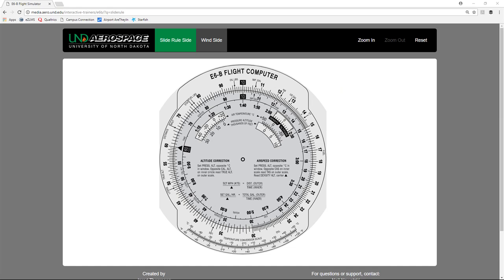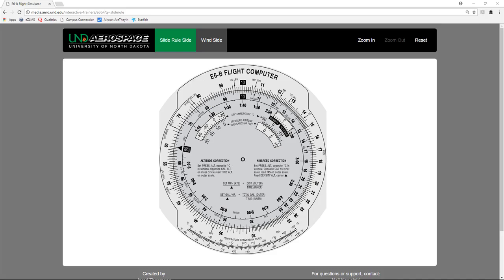So to divide a number with the E6B, we're going to find the numerator on the A scale. And we're going to find the denominator on the B scale. So if you remember from the last video, the A scale is the fixed scale, the scale that does not move, the outer scale here. And then the B scale, sometimes referred to as the inner scale, is right there.